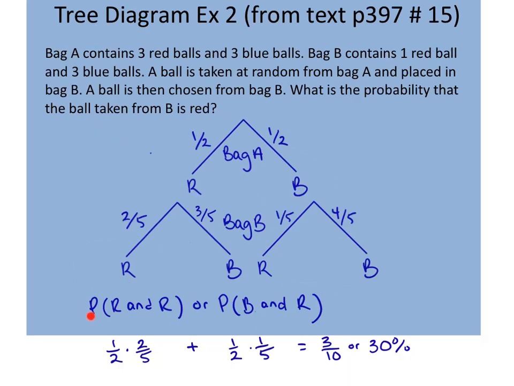So this is representing the probability that I get a red out of bag A. I put it into bag B and then I get a red out of bag B. So that's a red and then a red. Or I get a blue from bag A and I put it into bag B and then I still choose a red. You can see my calculation down here, and when I do out this math, I get 3/10, which is 30%. And so that is the probability that the ball taken from B is red.